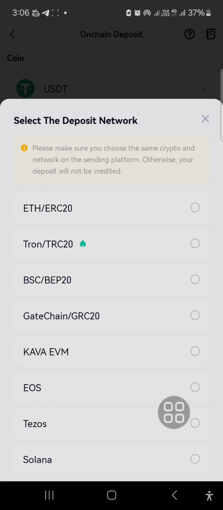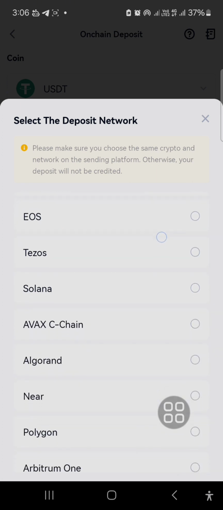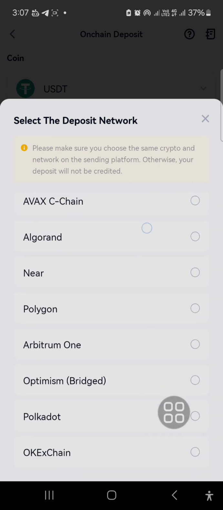All right, so now you have ETH, which is the Ethereum network, you have Tron network, you have BSC, also called BEP20, you have Gate exchange, you have Kava, you have EOA, you have Texas, Solana, so many of them, so many networks.